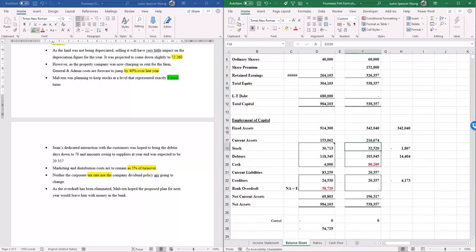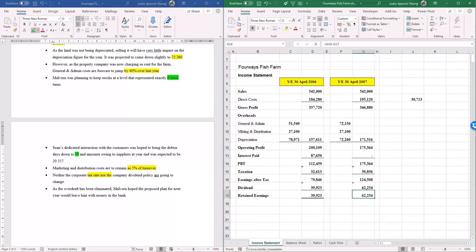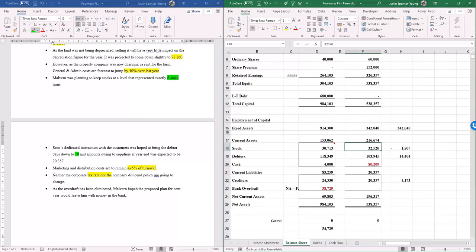The debtors, that had something to do with, here we go, debtor days would be down to 70 days. So we're going to go and take the sales number here, and we're going to divide it by 365, and we're going to multiply it by 70. That will get us the debtor days.